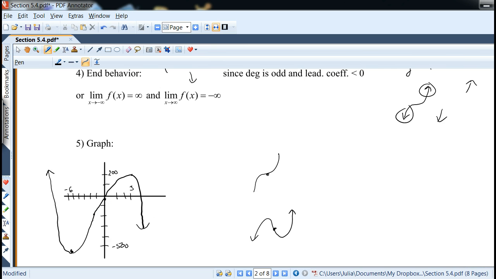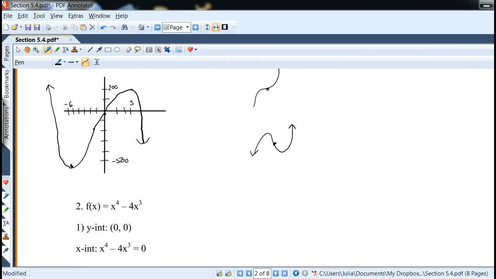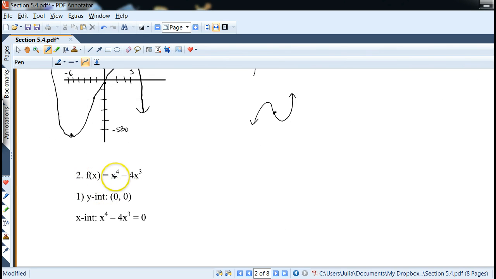Okay, now let's take a look at another example. How about x to the fourth minus 4x cubed? This is one of the easier ones, but I wanted to demonstrate the even degree one. Y-intercept, notice there is no constant, so it's 0. So it's actually the origin, 0, 0.